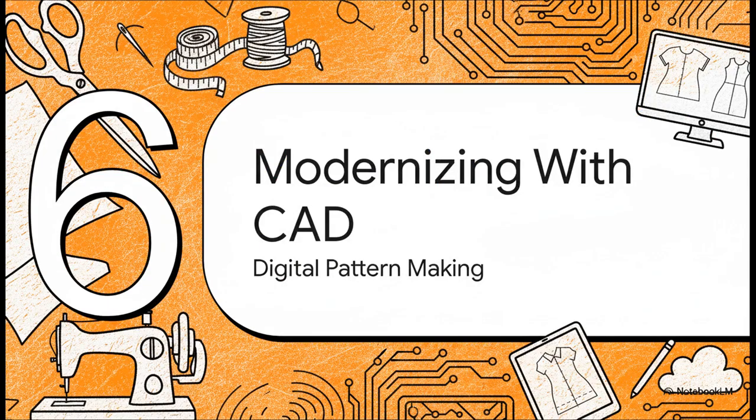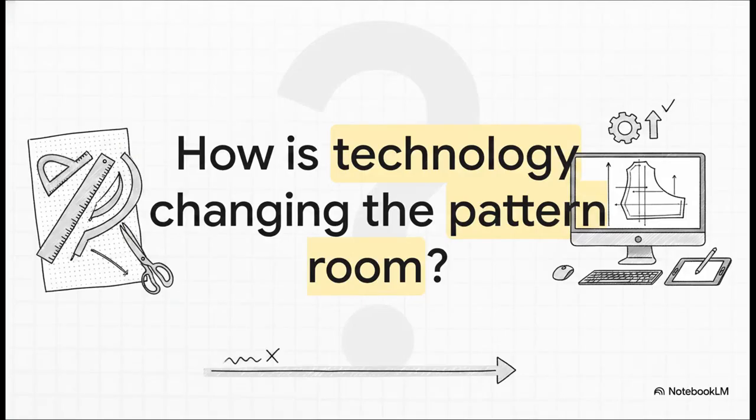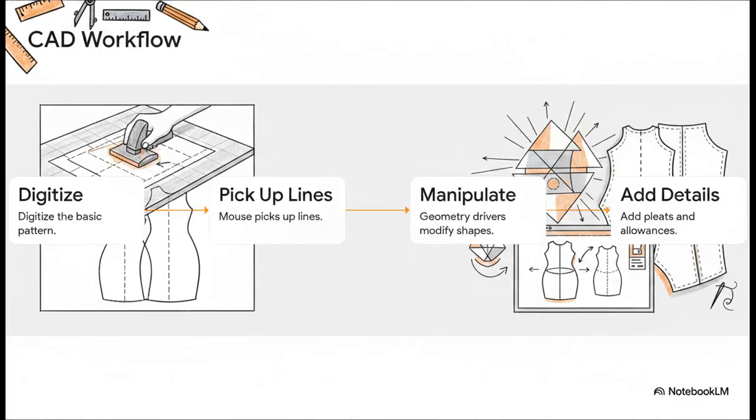Finally, Section 6, Modernizing with CAD Systems. Now, while manual drafting on hard paper with your L-squares and French curves remains the absolute foundational skill every student must learn, computer-aided design, or CAD systems, are totally revolutionizing the pattern room. They dramatically decrease the rate of defects, ensure absolute mathematical perfection, and exponentially speed up the entire development and grading process. The workflow here is incredibly sleek.